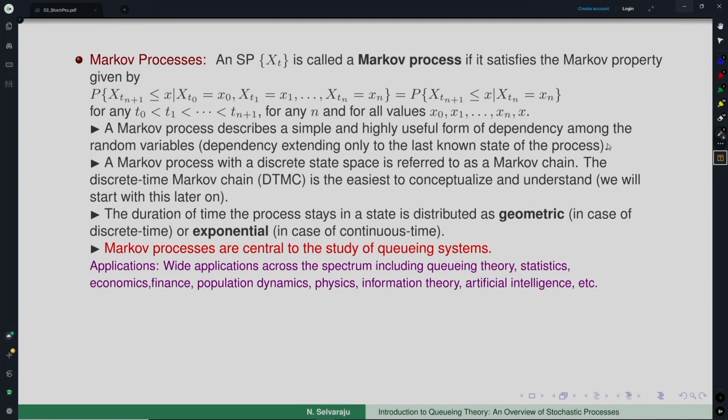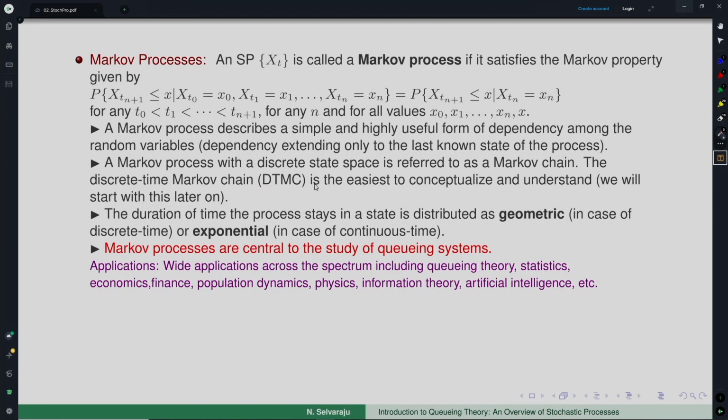Again, as we said, a process with a discrete state space will be referred to simply as a Markov chain. That is the word that we will use; the Markov process we will not use, only Markov chain. Whenever we say Markov chain, we always mean that the underlying state space is discrete. This is a discrete time Markov chain, which means a discrete time, discrete state Markov process, which we will simply call a discrete time Markov chain, or in short DTMC. It is the easiest to conceptualize and understand, and in fact we will start with this DTMC a little later.